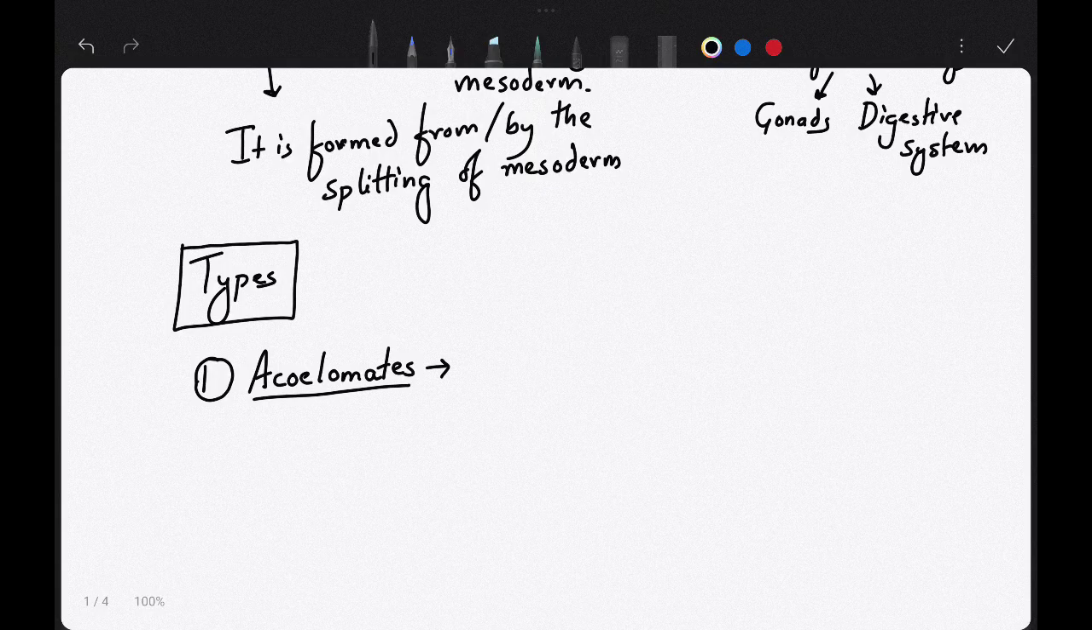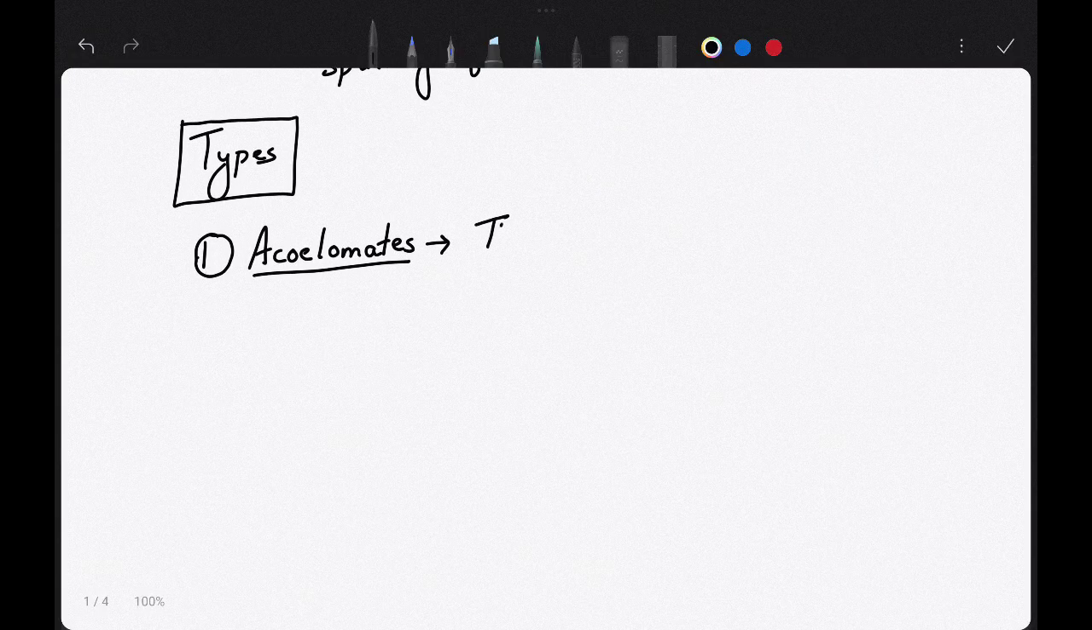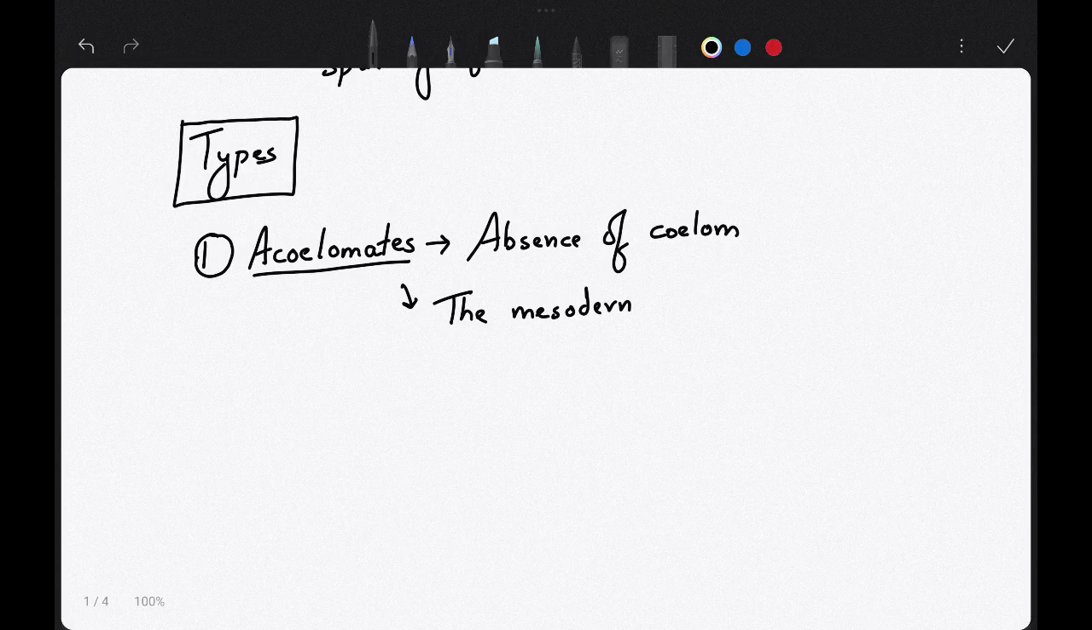Now what are acoelomates? Acoelomates do not possess any coelom. There is an absence of coelom. Now you will ask, sir, if they don't have a coelom, then what is present in their body? The mesoderm in them is a solid layer.